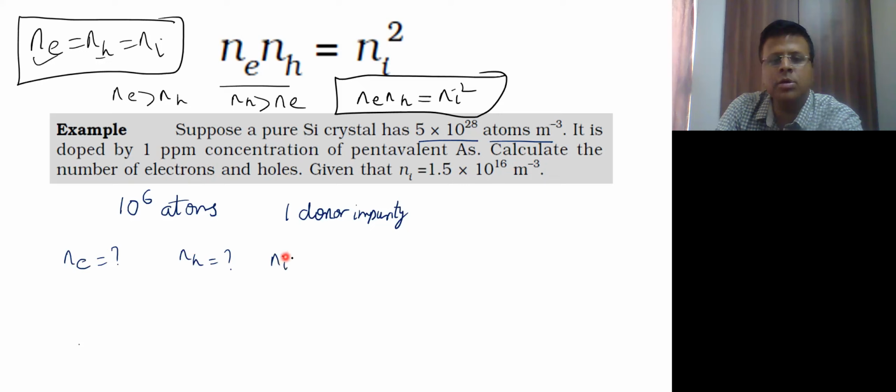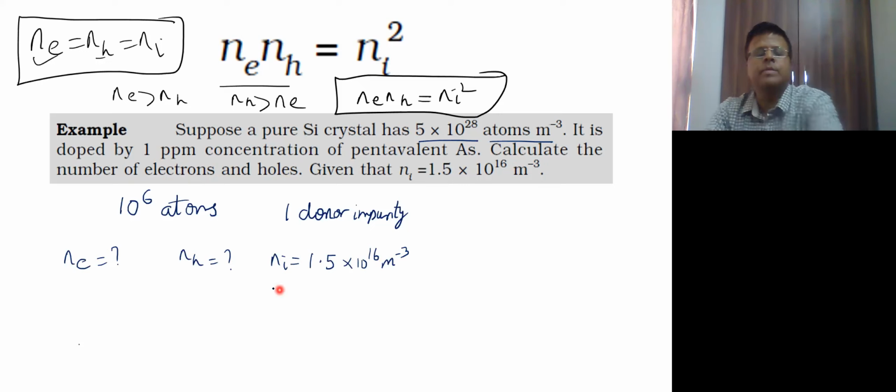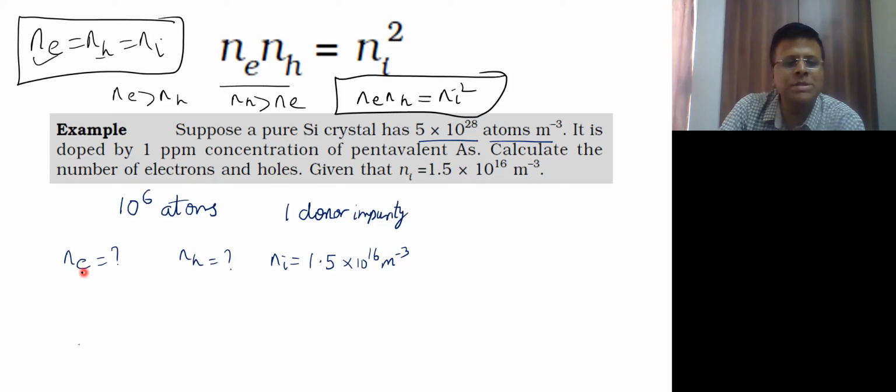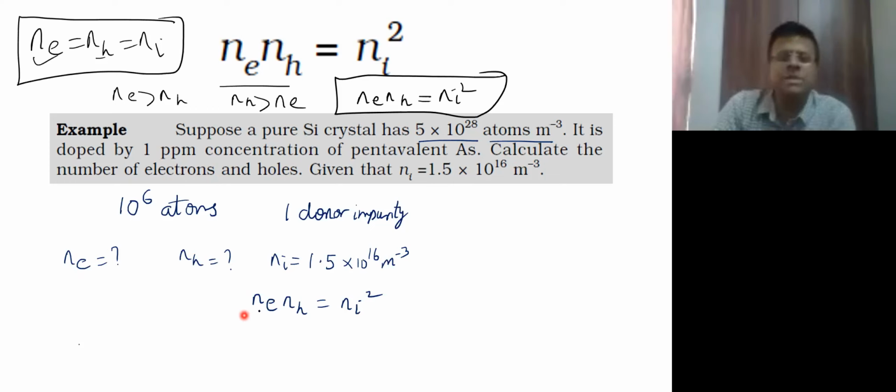Given that the intrinsic concentration, meaning the concentration of electrons and holes which are equal for an intrinsic semiconductor, is this value, 1.5 into 10 raised to 6 per meter cube. Okay, so we first have to find out how much is Ne, and then we can find out NH using the formula Ne into NH, which we know is going to be Ni square. In an extrinsic semiconductor, this product is not going to change. That's going to remain constant. It's going to be Ni square.